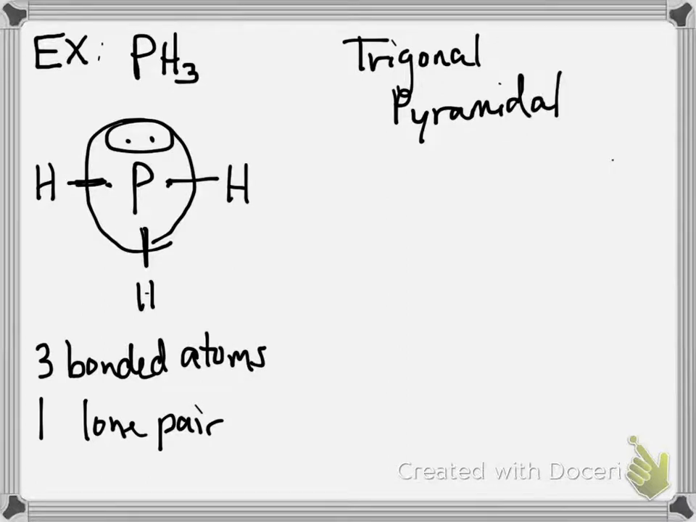Before we had trigonal planar, but now we're adding a lone pair on top, and that lone pair forces them downward a little bit. There wouldn't be 1 dot. We're not going to get in that situation, at least not for what we're doing. Okay? All right, so how do we draw this?